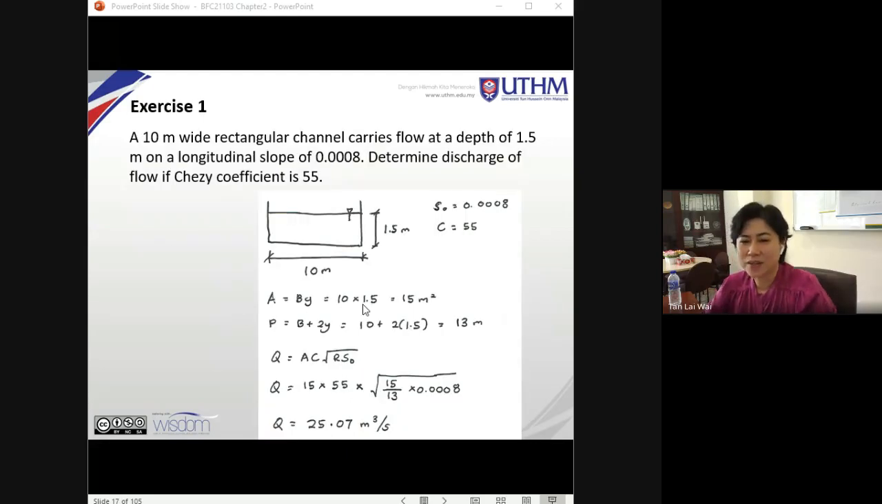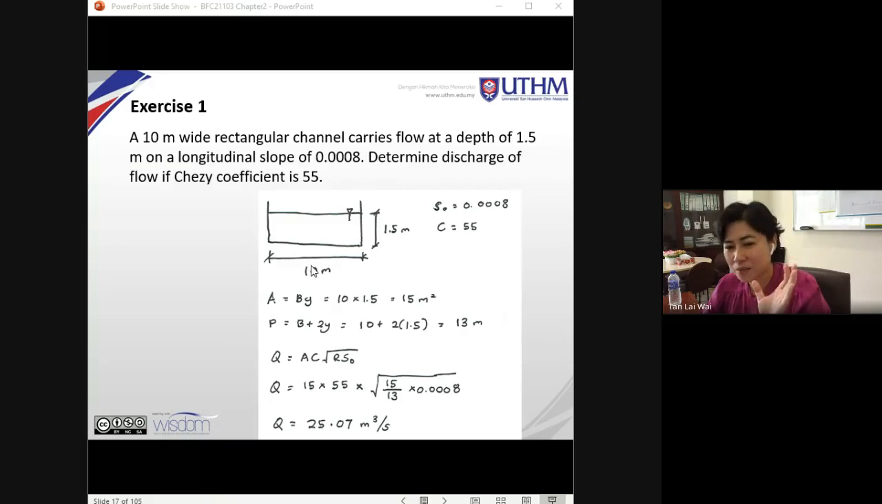Okay. Now, this is another activity. This is the previous slide, and I didn't change the number of the activity. You have a 10 meter wide rectangular channel which carries flow at a depth of 1 meter. Now, this channel is 5 times wider than the previous one. Longitudinal slope 0.0008, and Chiesi coefficient is 55. Now, you have learned that a higher Chiesi coefficient means the lining is smoother. A lower Chiesi coefficient informs you that the channel itself is very rough, which slows down the flow.